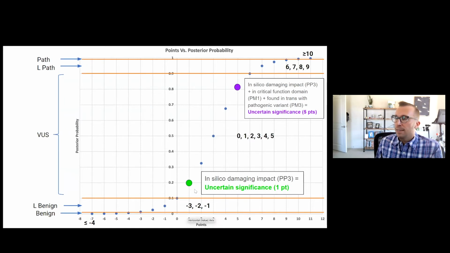For example, if you had a variant that only had the in silico predictors suggesting pathogenicity, that's 1 point for supporting, and you would be just at a VUS, but at a 0.2 probability of pathogenicity. Whereas in another scenario, if you had a variant that had the tool suggesting damaging, it was in a functional domain, found in trans with a pathogenic variant, this is still an uncertain significance variant, but now it would be at 5 points, which is just above a 0.8 probability of pathogenicity. So both these variants would be classified as VUS, but they're in very different realms as far as how likely it is to actually cause disease. And this made us think that there may be some advantage to subcategorizing VUS to better call out those VUSs that are borderline one way or the other.